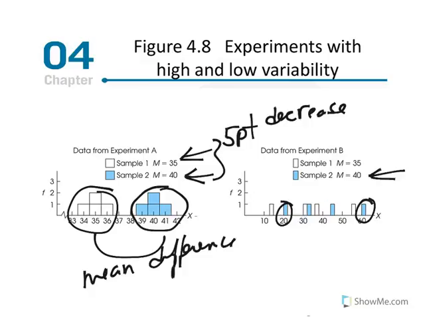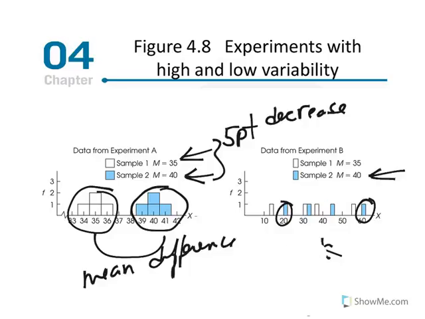So this group of blue individuals, in contrast to that group, we conclude that there's much higher variability here in the second graph, and therefore the standard deviation of this distribution would be much higher than in the first distribution.